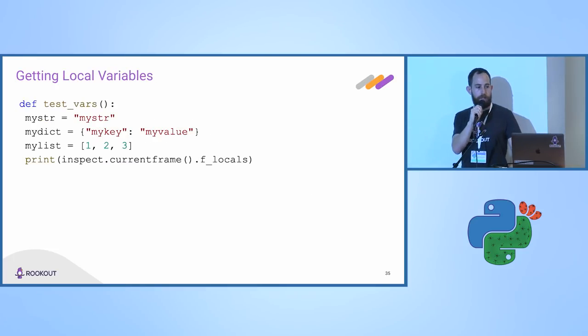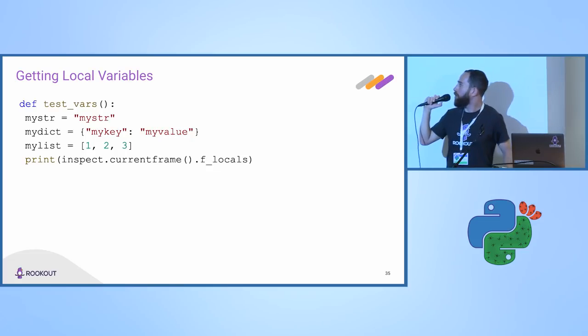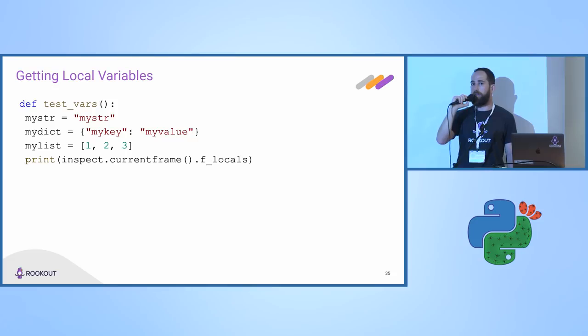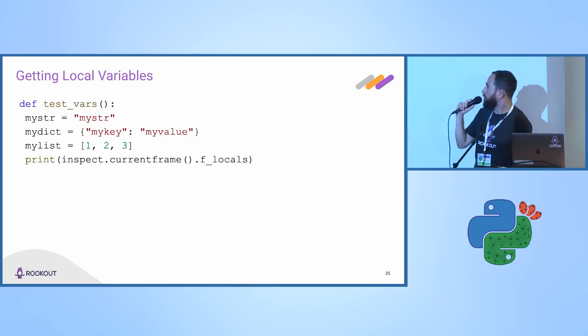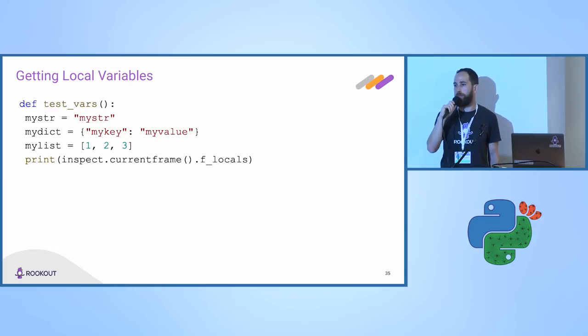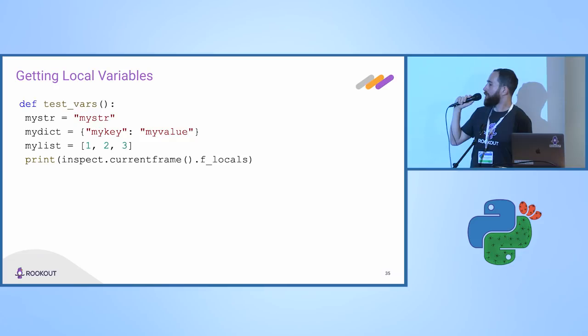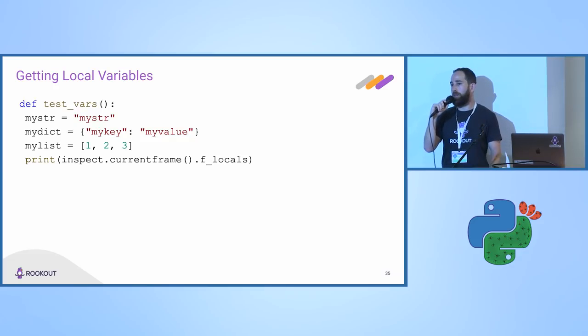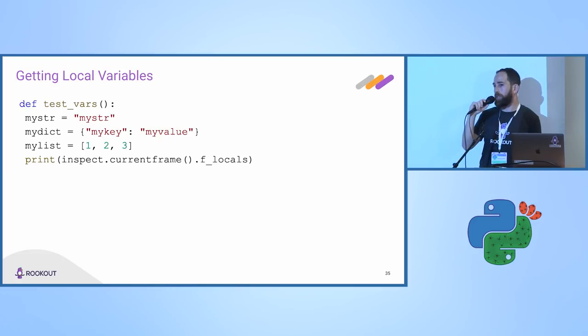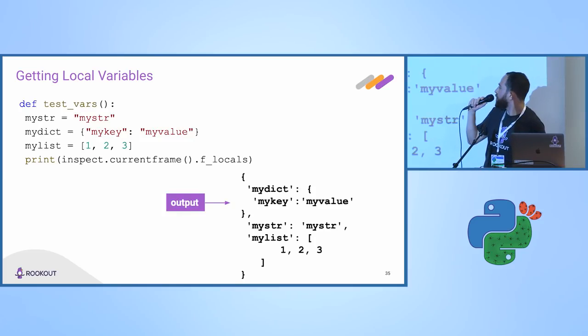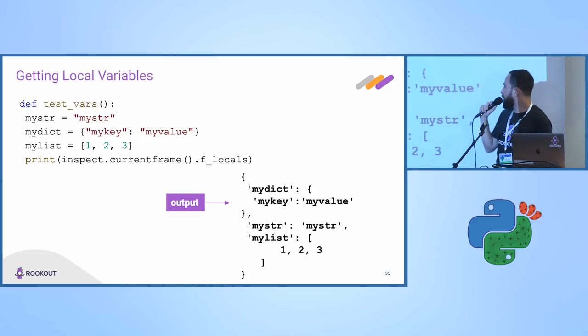Additionally, we have test_vars. Test_vars allows us to see how local variables look from the frame perspective. We have mystr, which is a string, mydict, which is a dictionary, and mylist, a list, and then we'll go ahead and print f_locals of the current frame. f_locals is an attribute of the frame which allows us to access its local variables. Local variables are literally stored as a dictionary. Variable names are keys, and variable values are the values within the dictionary. So mydict is a dictionary, mystr is a string, mylist is a list, all of it within a dictionary. Fairly straightforward, much easier to use than what I've shown you earlier.